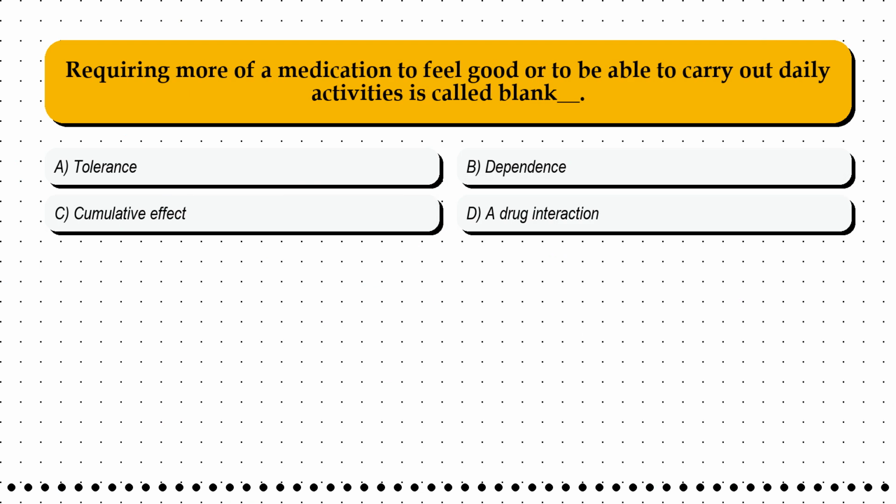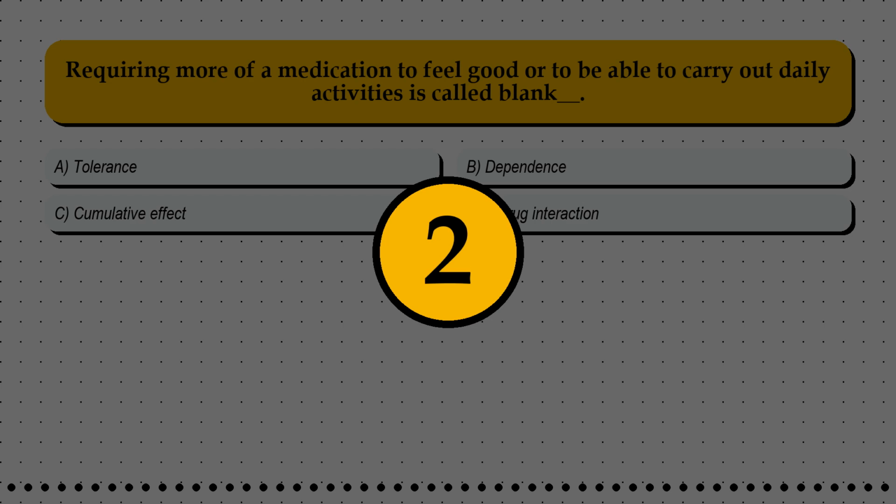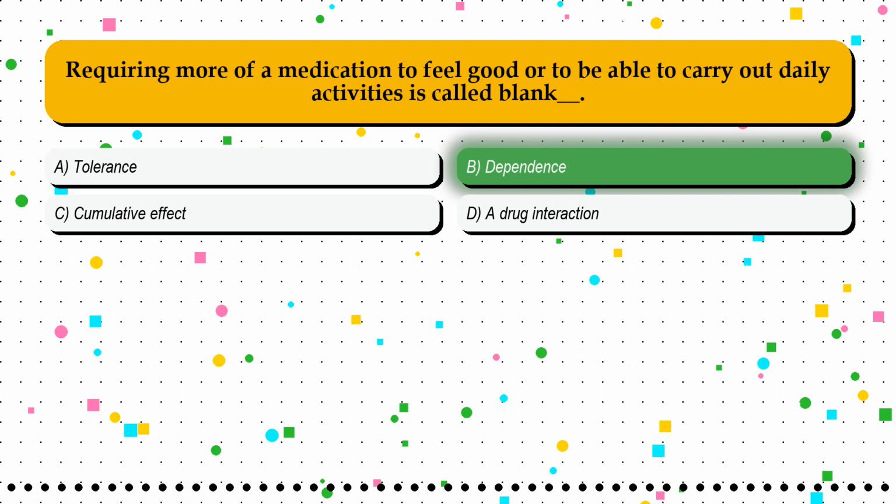Question 249. Requiring more of a medication to feel good or to be able to carry out daily activities is called blank blank. Option A, tolerance. Option B, dependence. Option C, cumulative effect. Option D, a drug interaction. The correct answer is option B, dependence.